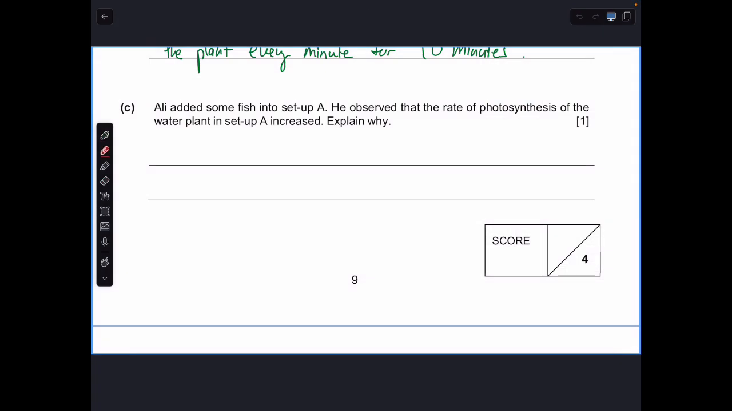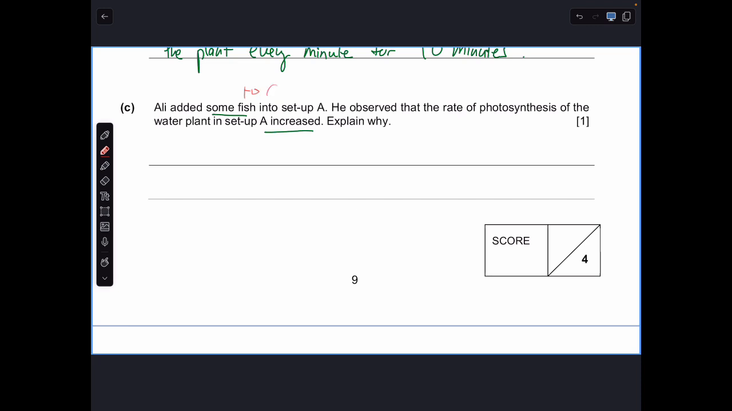Let's continue. So basically, when fish were added, he observed the rate of photosynthesis increase. I told you already, they will always test you on factors affecting the rate of photosynthesis. The factor that changed was the fish, and whatever the fish provided allowed the rate of photosynthesis to increase. There are mainly three things: amount of water, amount of carbon dioxide, amount of sunlight. Obviously it's not water, it's not light, so you're left with carbon dioxide.